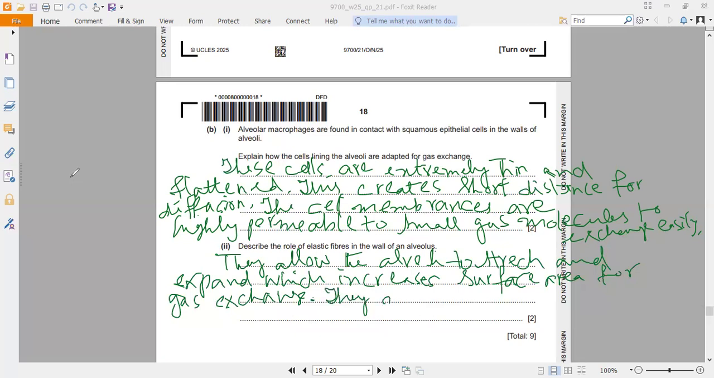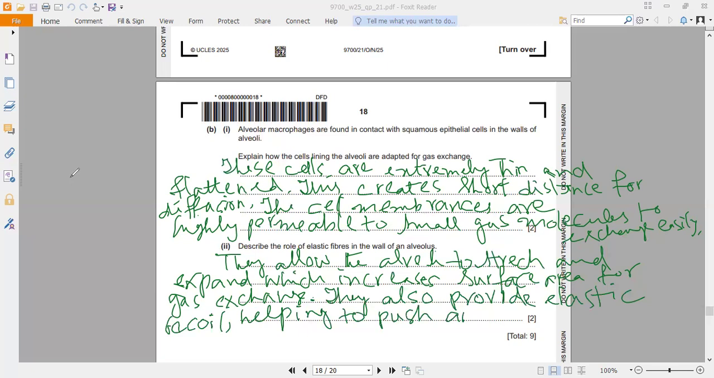They also provide elastic recoil, helping to push air back out of the lungs. So it was all about question number 5 and 6.